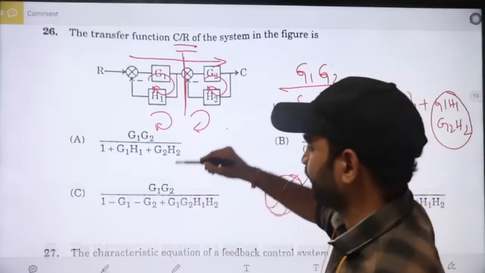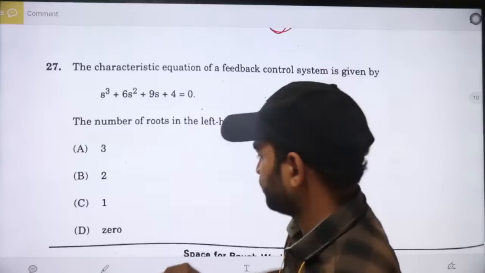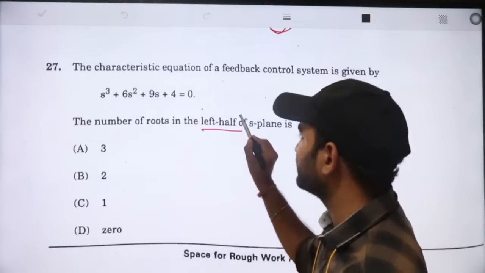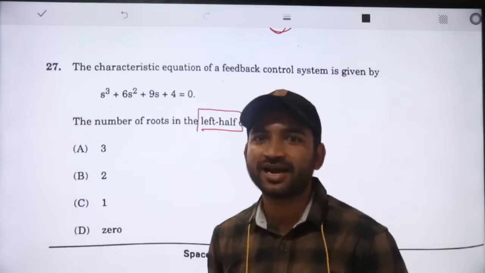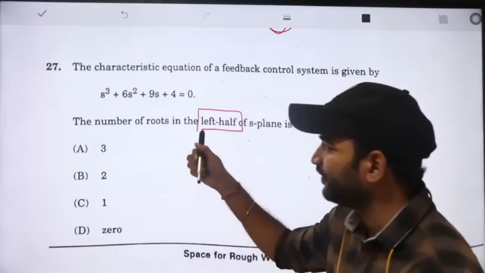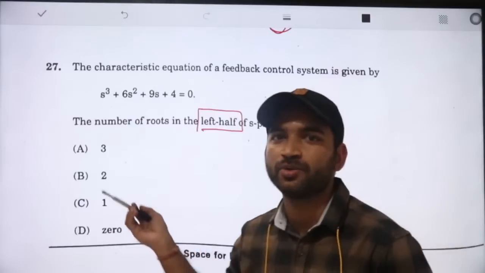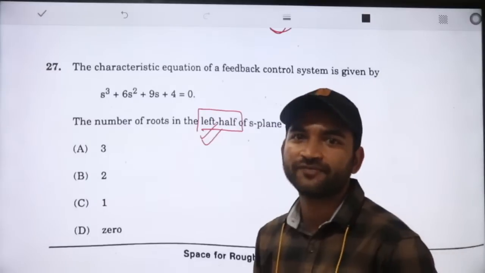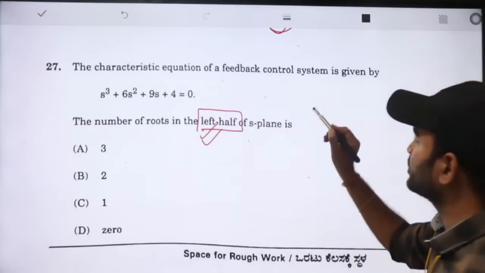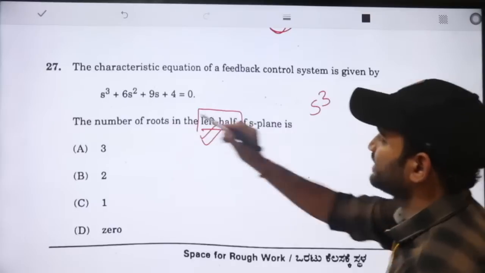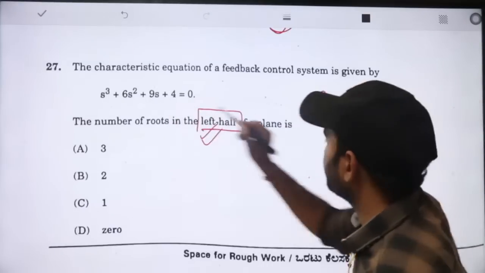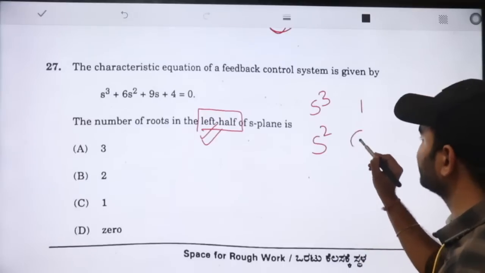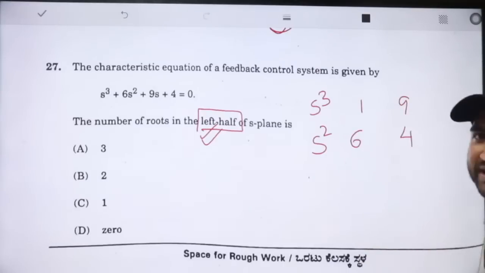Next one. This is a little bit tricky. Most of the time they will ask the number of roots in the right half of the S plane, so directly we will choose 1 or 2 or 3. But here they asked the number of roots in the left half of the S plane. So first, s cube is 1, s to the power of 1 is 9, next s square is 6, and s to the power of 0 is 4.